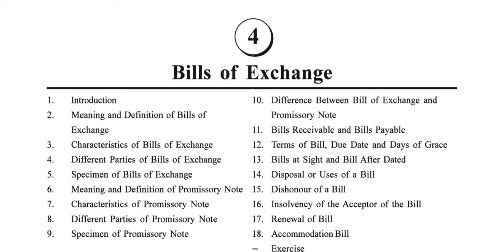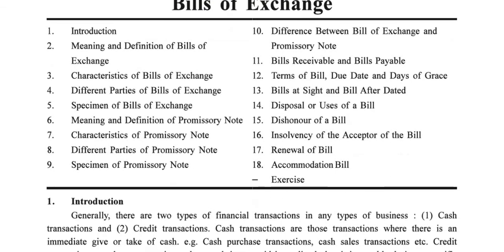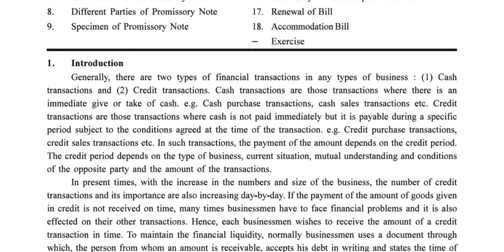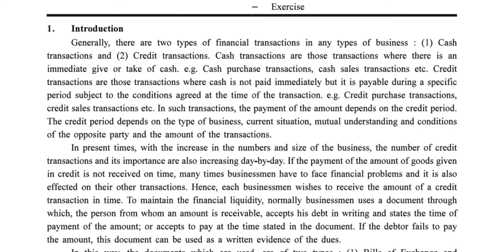Chapter 4, Bills of Exchange. Let us start Chapter number 4, Bills of Exchange. Introduction. Generally, there are two types of financial transaction in any type of business. First, cash transactions and second, credit transactions.